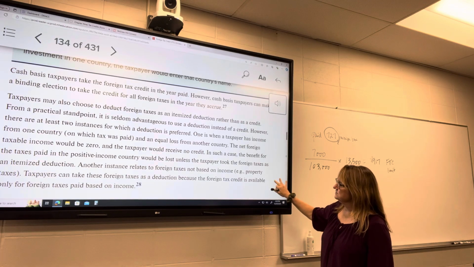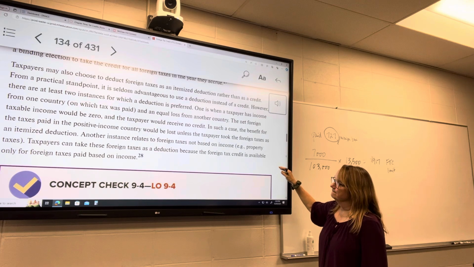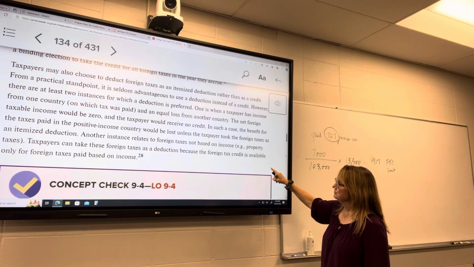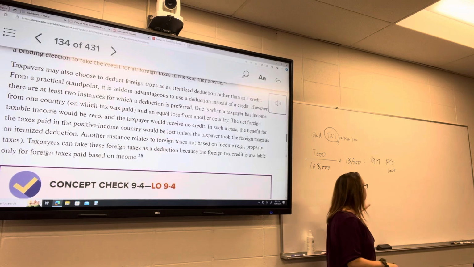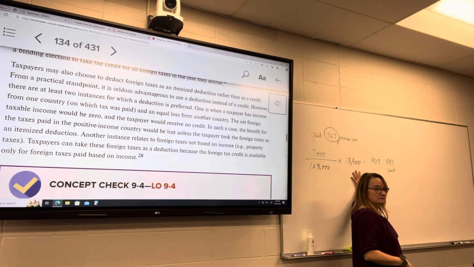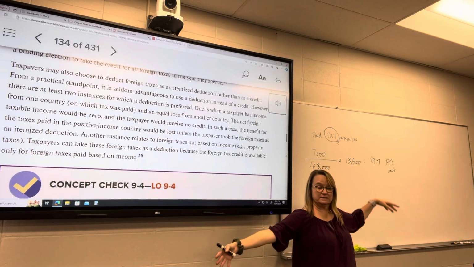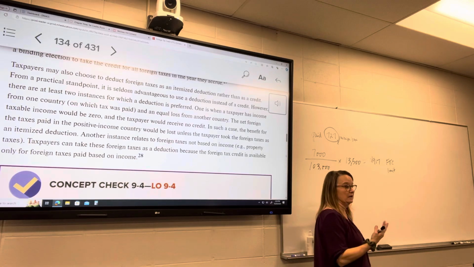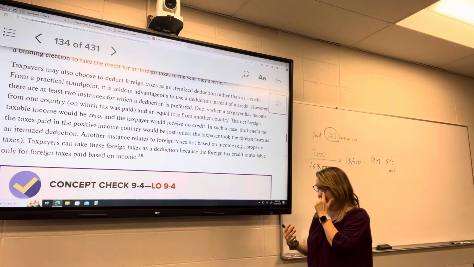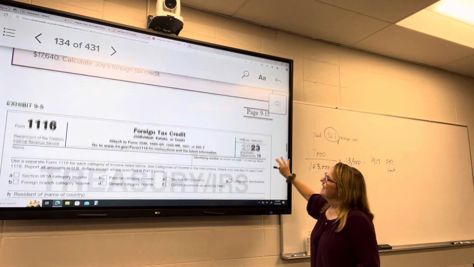Another relates to foreign taxes not based on income, so property taxes. Taxpayers can take these foreign taxes as a deduction because the foreign tax credit is available only for taxes based on income. So again, this is only for foreign income. Like I said, property taxes, if you have property overseas and you're paying property taxes on that property, you can take that as a deduction. You can't include it in here because there's no income associated with that tax. That's just out and out theft.